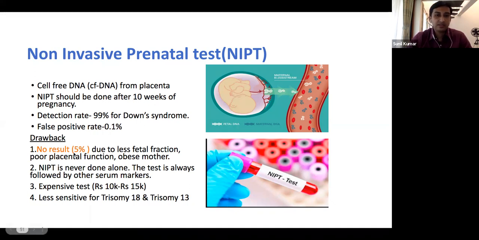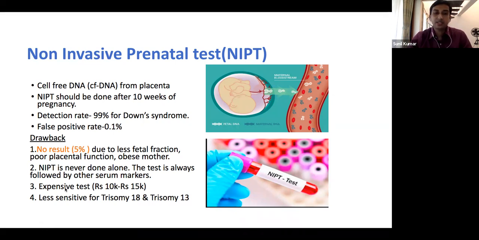What is the drawback of this NIPT? Sometimes there won't be a result in 5% of cases because of low fetal fraction circulating in the mother's blood, or when there is poor placental function, then also we don't get free DNA. Then in an obese mother, the plasma volume will be high. That's why there is dilution, so we don't get a good fetal fraction. NIPT is never done alone. The test is always followed by other serum markers.